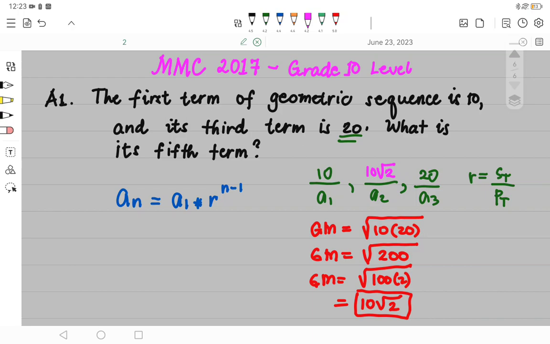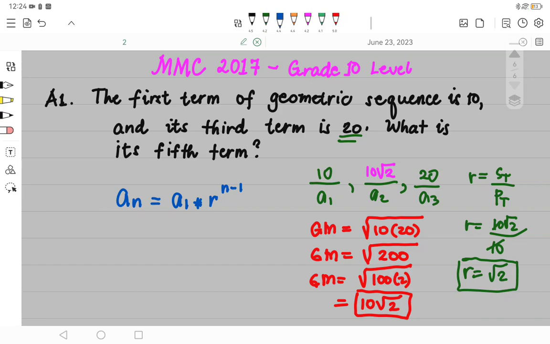Now, we can solve for the common ratio, because we now have the second term. So r is the succeeding term, that is 10 square root of 2, divided by the previous term, which is 10. We can cancel this out, and therefore our common ratio is square root of 2. Now our formula is complete. We will just substitute everything in the formula that we have.